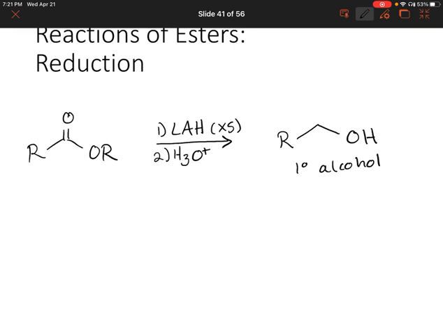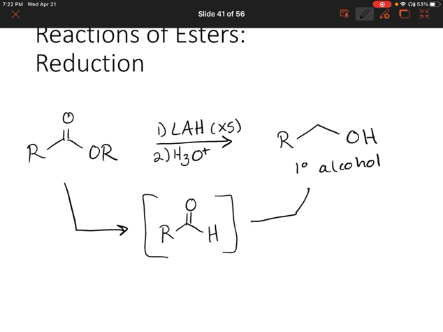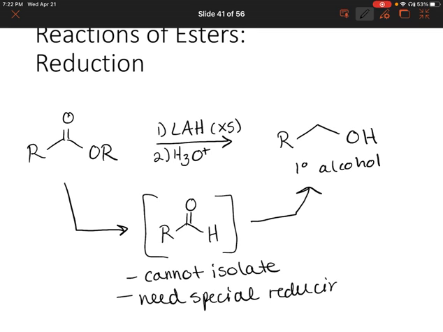Now, what if we only want to reduce our ester once and form an aldehyde? Unfortunately, we cannot isolate this aldehyde using lithium aluminum hydride, similar to what we've talked about before with our other derivatives. We need a special reducing agent. So this would not even stop at the aldehyde, it would keep going to the primary alcohol. Now, you might be wondering, why don't we use that lithium tri-tert-butoxy aluminum hydride? Well, unfortunately, we need to use something different with esters.